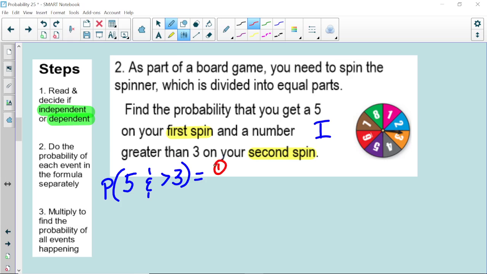All right, event 1. Event 1, spinning a 5. On our spinner, how many favorable outcomes are there? Just one. There's only one number 5 that we could get. Out of how many total outcomes are there? 8. So we have 1 out of 8 of getting a 5. 1 out of 8.